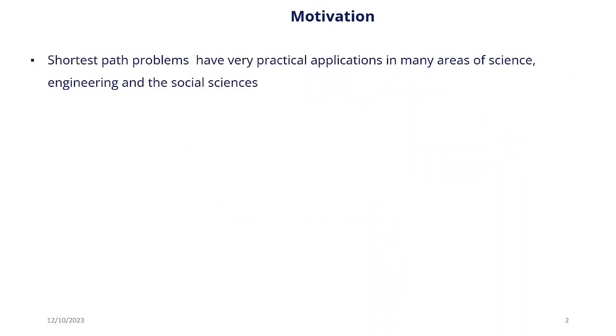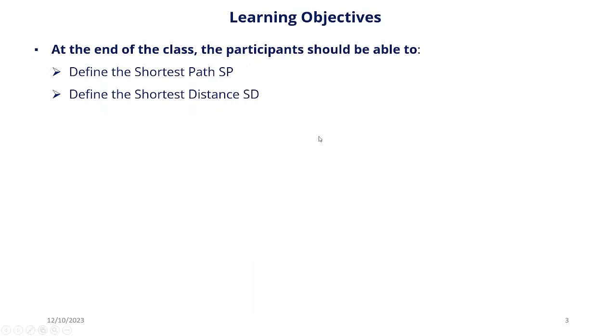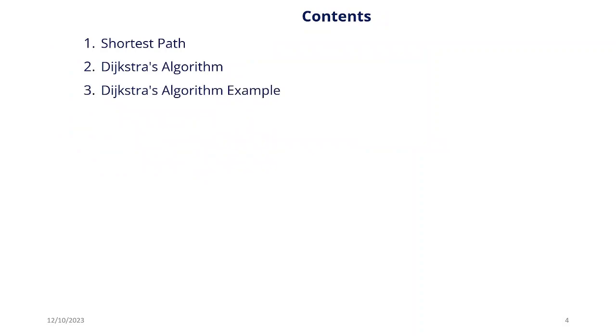Motivation for the class today is that shortest path problems have practical applications in many areas of science, engineering, and the social sciences. Learning objectives. At the end of the class, participants should be able to define the shortest path, which we will represent with SP, define the shortest distance SD, state Dijkstra's algorithm, and apply Dijkstra's algorithm to solve a shortest path problem. Content: shortest path, Dijkstra's algorithm, Dijkstra's algorithm example.